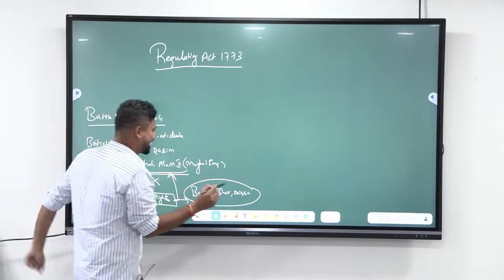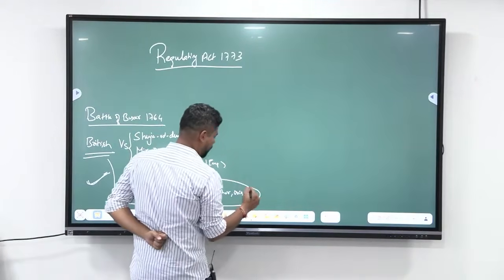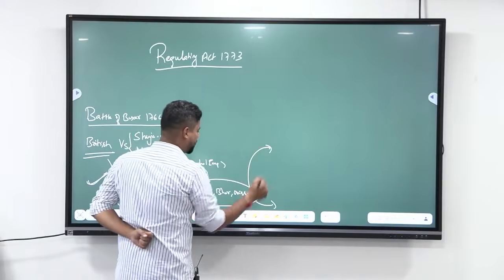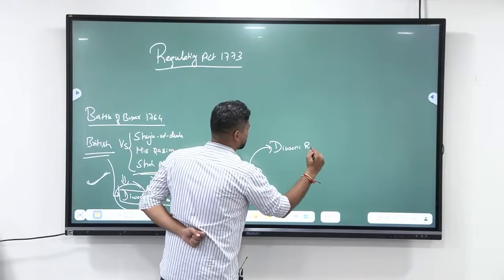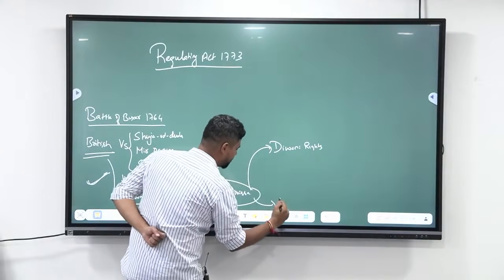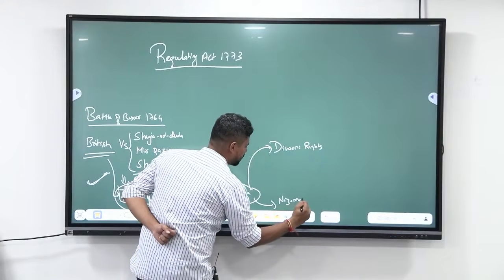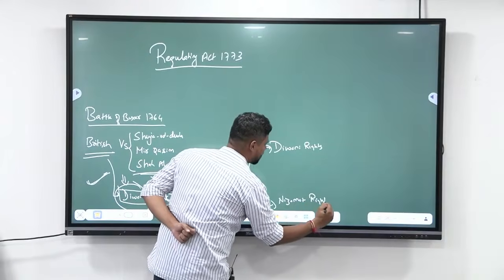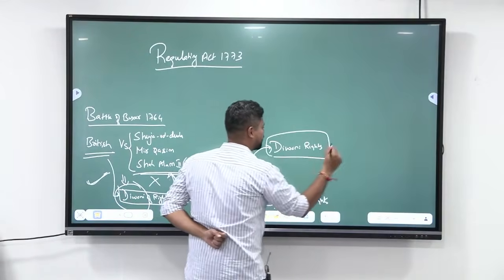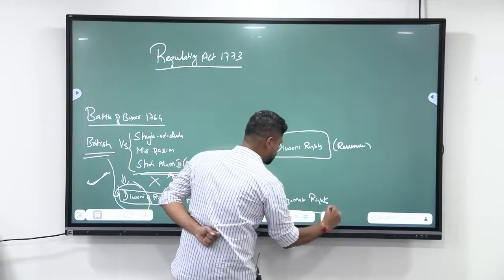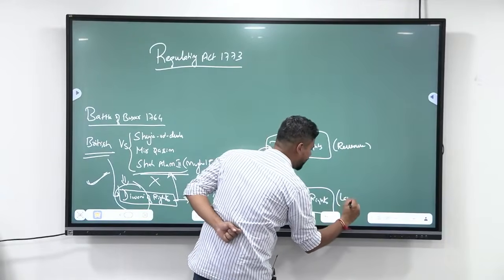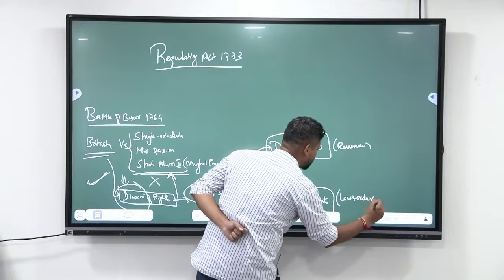Now understand what exactly is Diwani. If you take any territory, this territory will have two functions. One is Diwani rights, another is Nizamat rights. Whenever they say Diwani rights, it means the right to collect revenue. Nizamat rights means the right to protect law and order. Basically, it is a policing function.